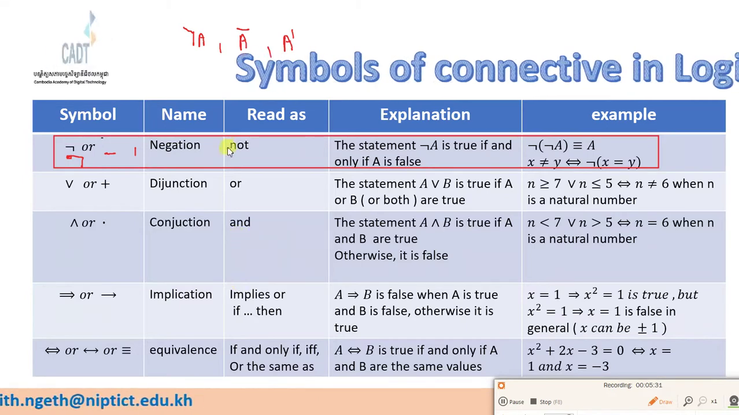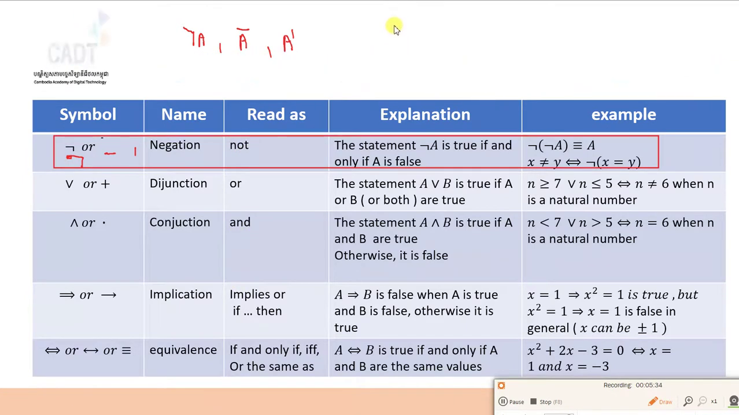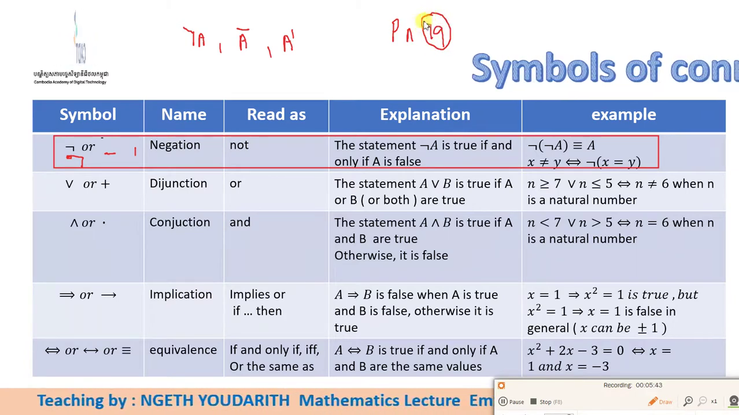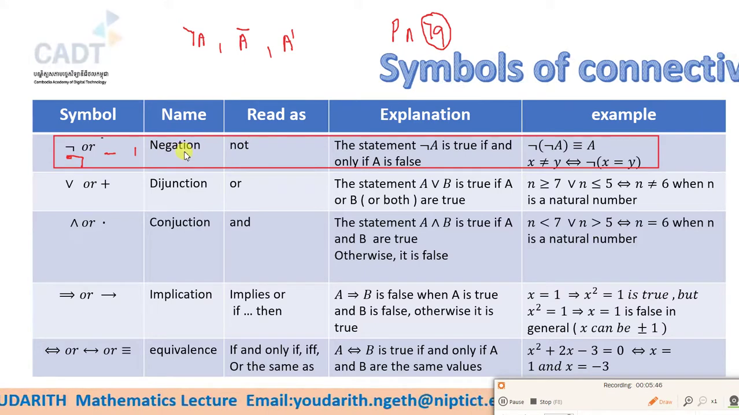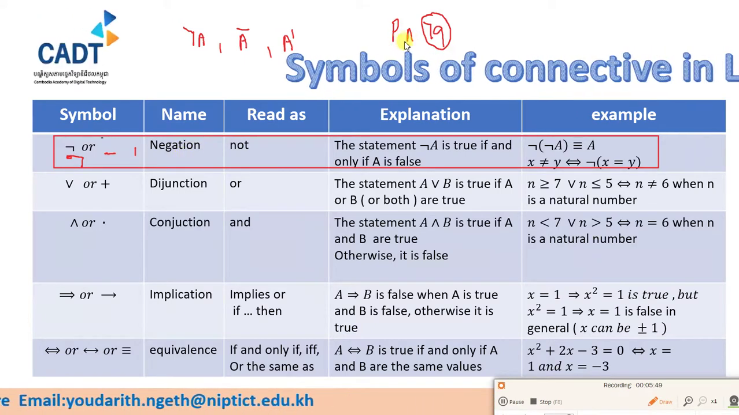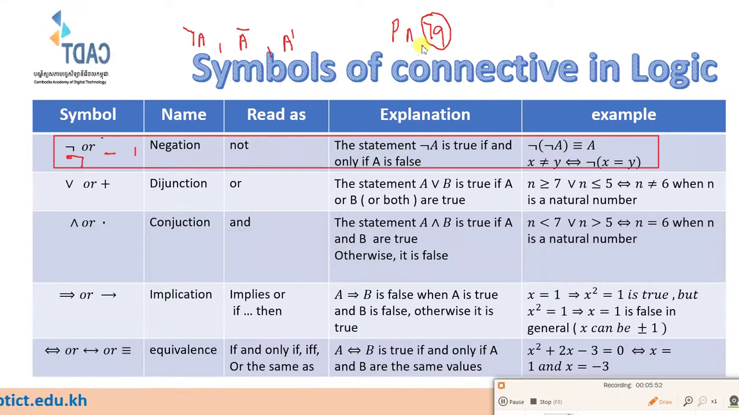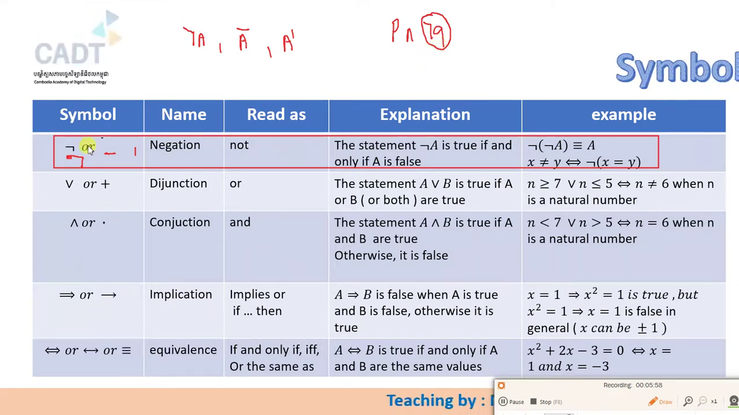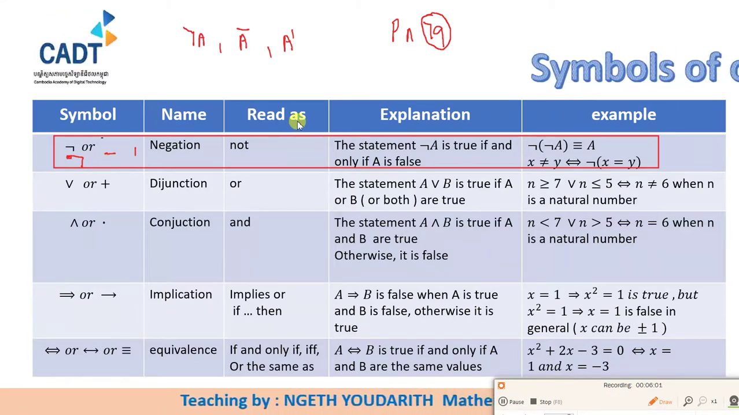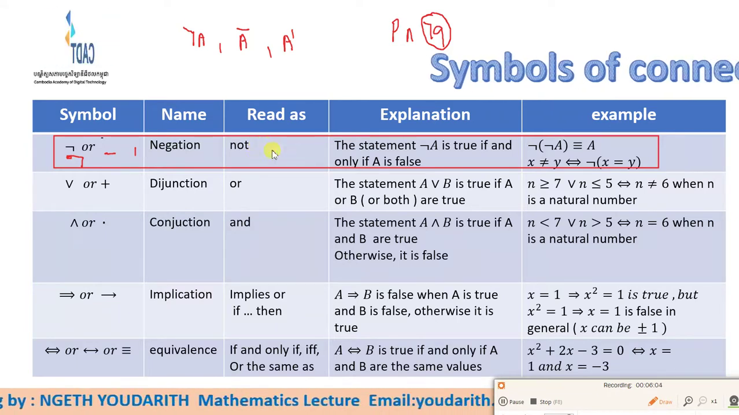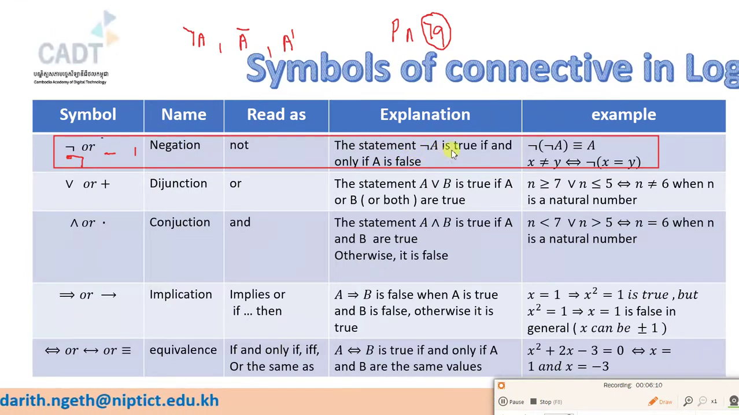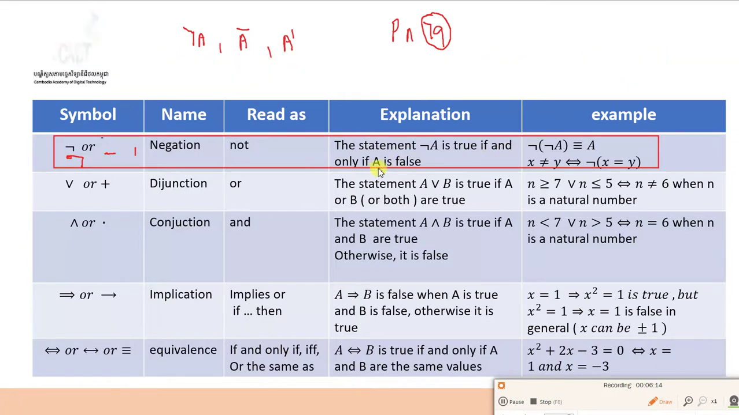The name is negation. For example, I write P and negation Q. But when speaking, people don't want to say negation because it is so long. So we can say only P and not Q. This is okay: P and not Q. So negation, when we read it, we only say not. And the explanation of negation: the statement not A is true if and only if A is false.